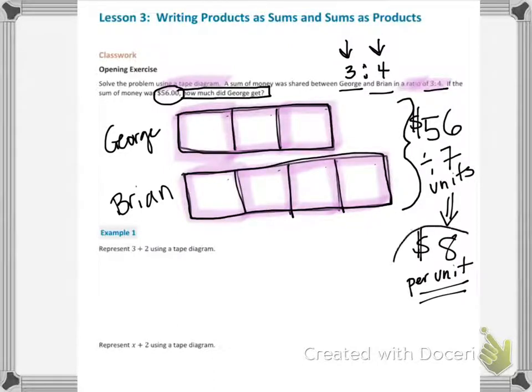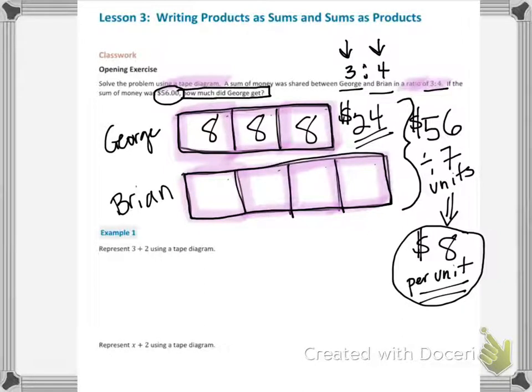Now that we know that each unit is worth $8, we can plug them in: 8, 8, 8. That's all we really care about, George. And George gets $24 of it. $24 to George. And if we want to, here's Brian: 8, 8, 8, 8. And Brian gets $32. But we weren't asked to answer that question, so we don't really care. What we do care about mostly is George. Maybe we are George's family or something, or friends with George. So that's it. Maybe you did this yourself, and hopefully you got it right, doing it tape diagram wise.